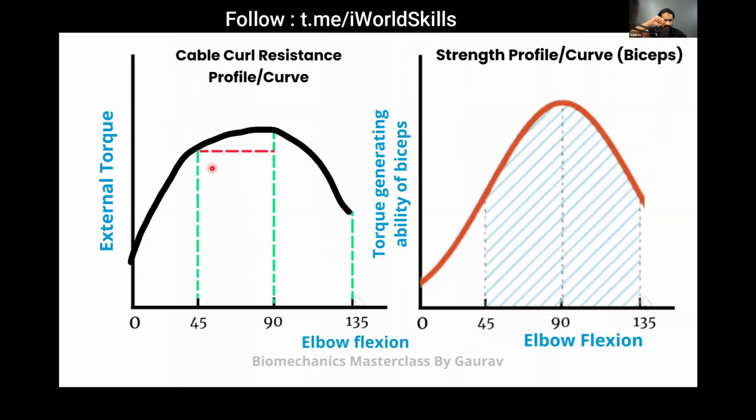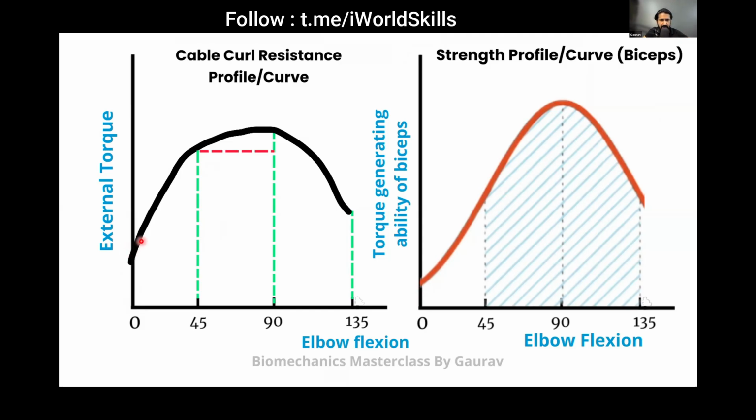Now again, as I was editing this slide, I had to edit this slide using my finger. So please excuse my terrible drawing, but this is going to give you a clear enough idea. So let's quickly look at the resistance profile over here. At 0 degrees of elbow flexion, the resistance is the minimum, right? And when you compare it with the strength profile of the bicep muscle, the strength is also the minimum. That is something that we want. So, one good thing about this exercise.